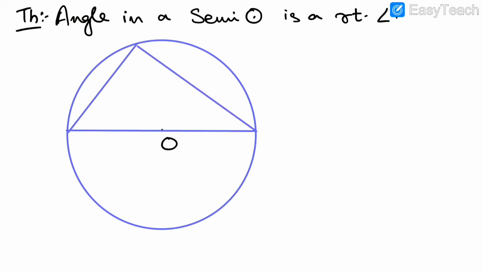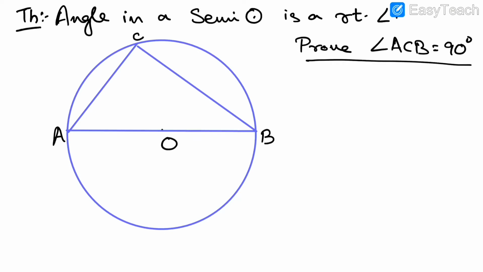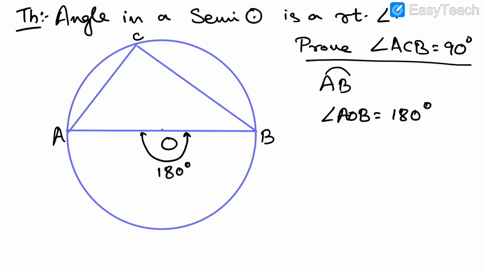So if AB is the diameter and it subtends any angle at any other point C on the circumference, then it states that angle ACB, we have to prove that angle ACB is 90 degrees. How to prove it? It's very simple. Concentrate on arc AB. What is the angle subtended by arc AB at the center? That's angle AOB. It is 180 degrees. This is the angle subtended by the arc AB at the center of the circle, that is O.